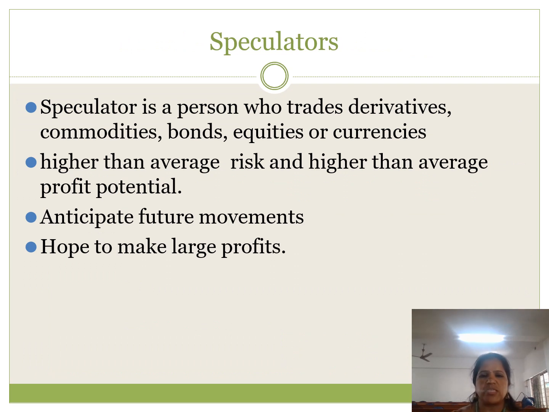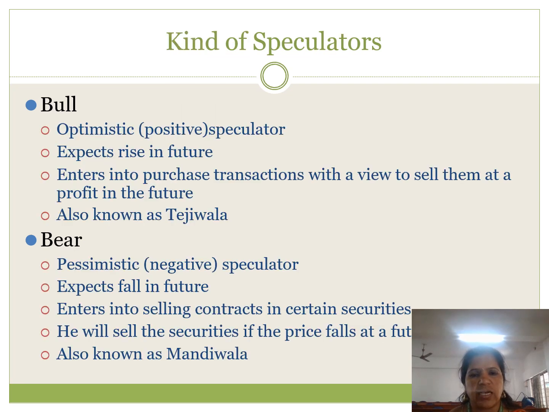Speculators. Next we see what a speculator is. A speculator is a person who trades derivatives, commodities, bonds, equities or currencies with higher than average risk and higher than average profit potential. They anticipate future movements, hoping to make large profits. Kinds of speculators: bull speculators and bear speculators. Bull is a positive speculator who expects a rise in the future and enters into purchase transactions with a view to sell them at a profit in future.